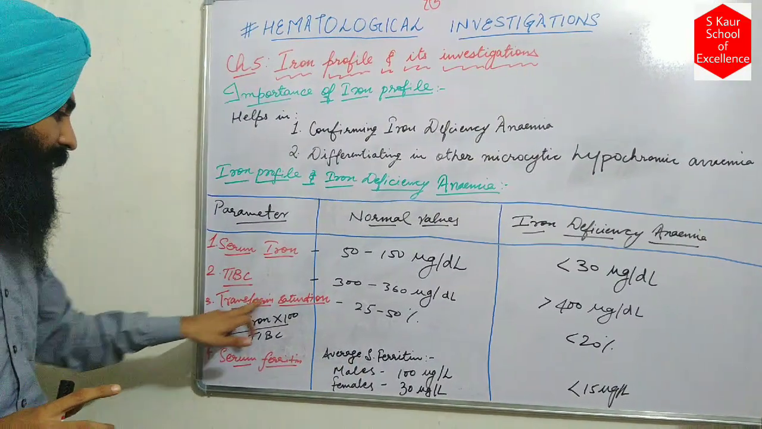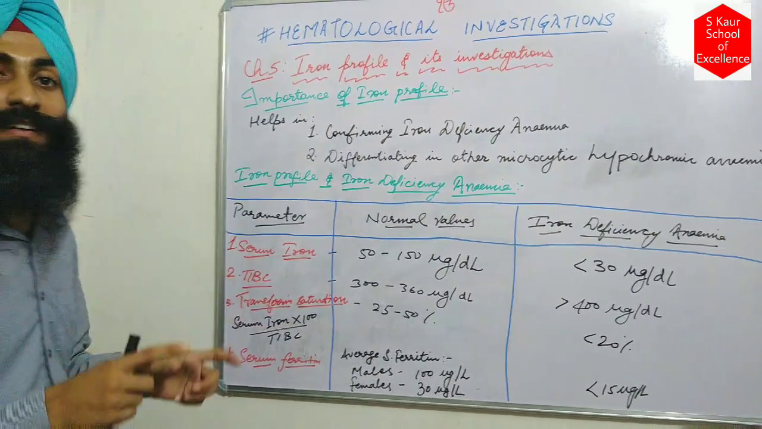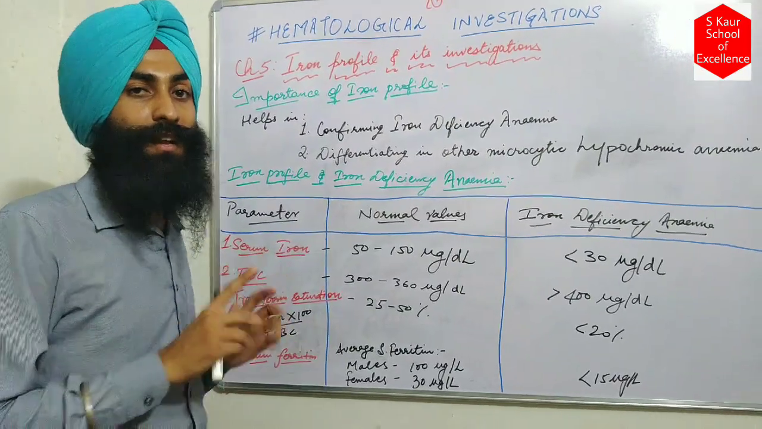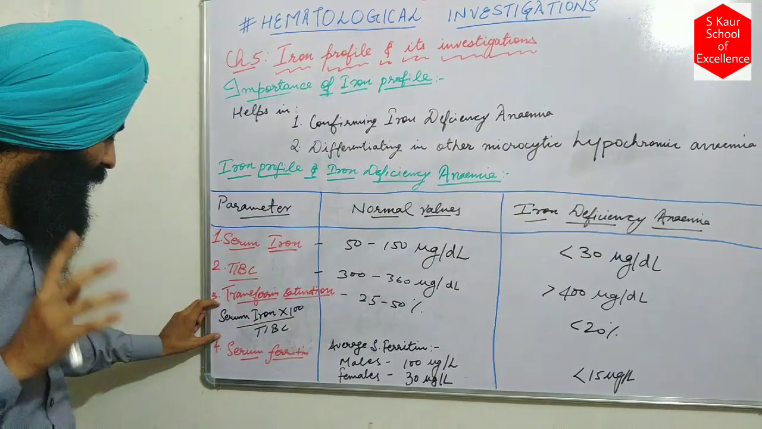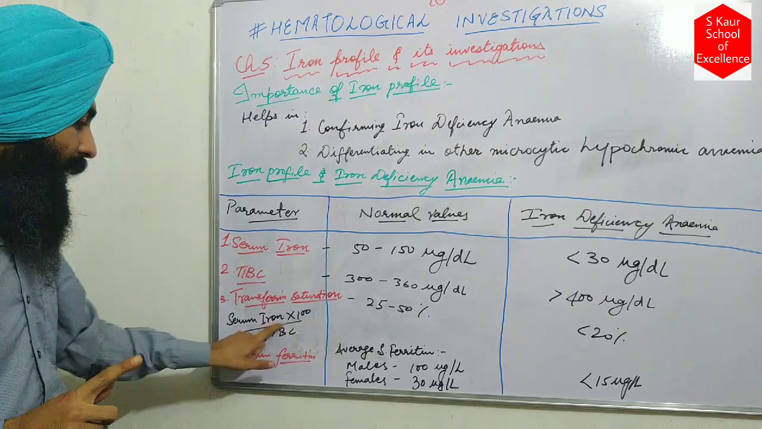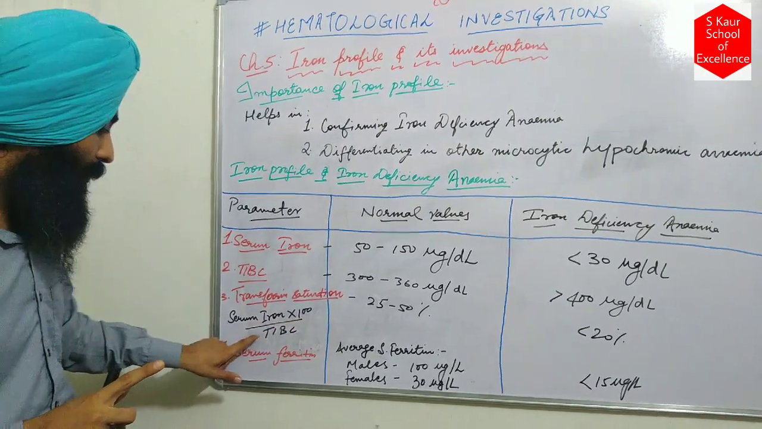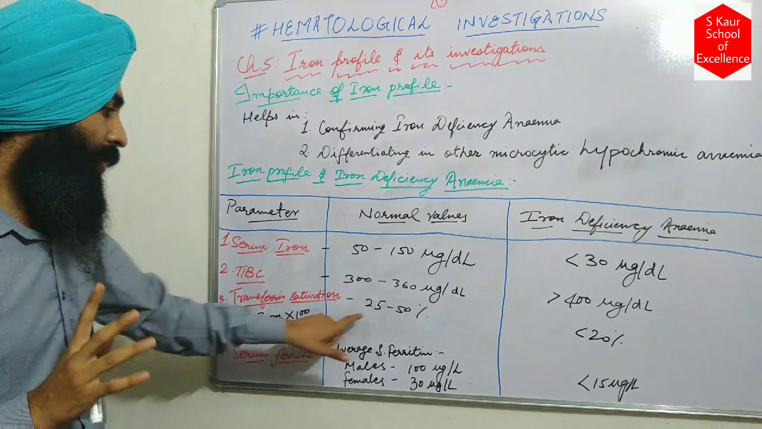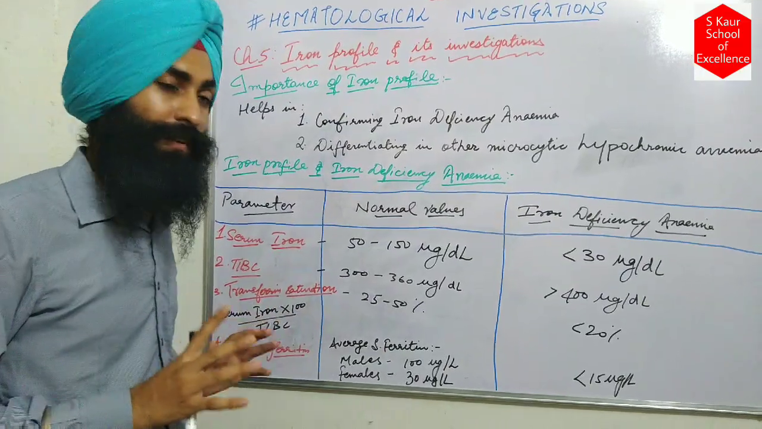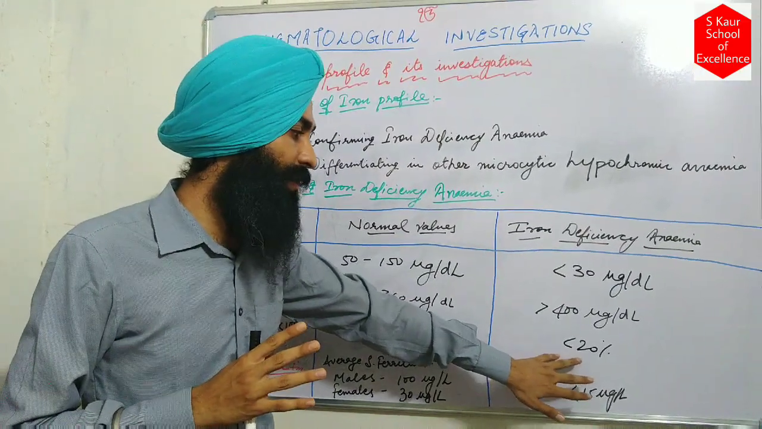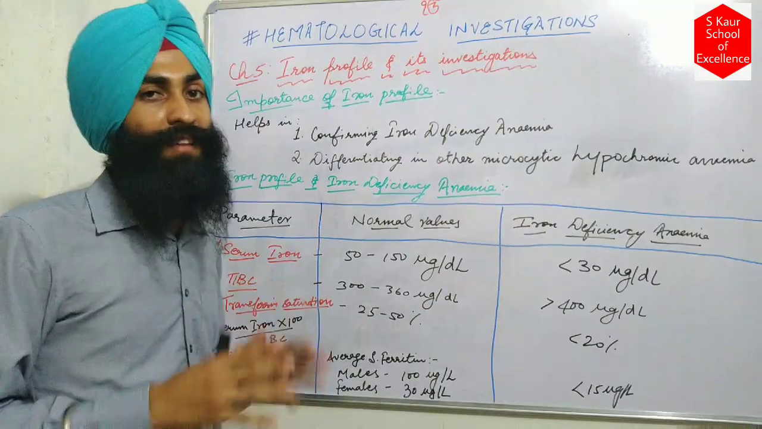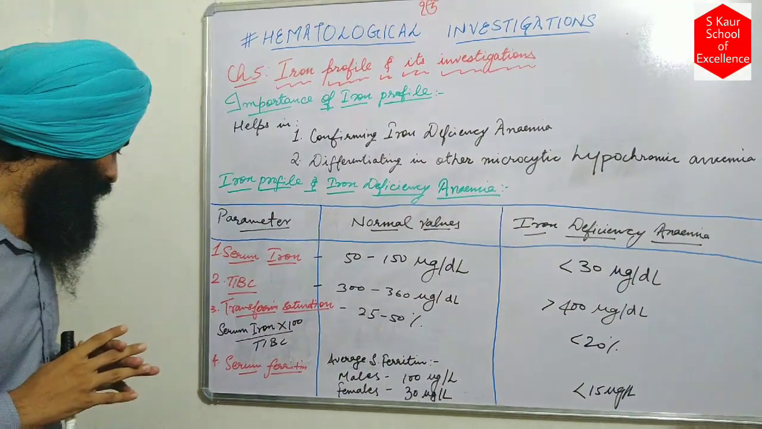Third one is transferrin saturation. It is the percentage of iron combined to the transferrin. So we can calculate it by the formula serum iron into 100 upon TIBC. Its normal value is 25 to 50%. And in iron deficiency anemia, it is less than 20% as we have the less iron in the body.